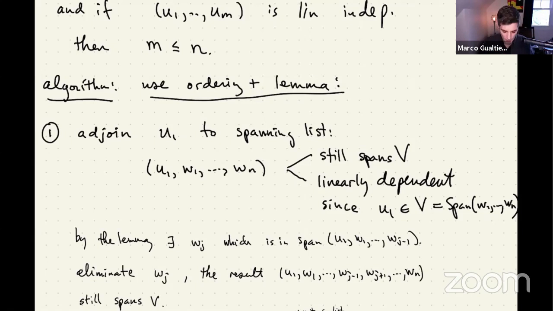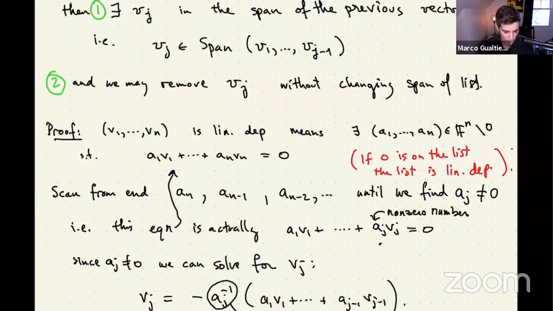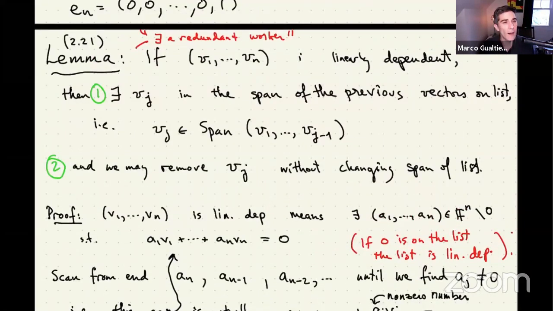Okay, so on Tuesday we went through the proof of a very important lemma, which is basically the idea that if you give me a list of vectors, there are two possibilities. It could be linearly independent or it could be linearly dependent. Linearly dependent means that there's a redundancy somewhere in the system.